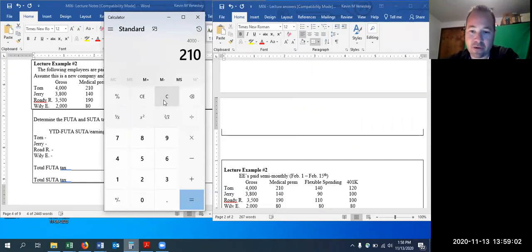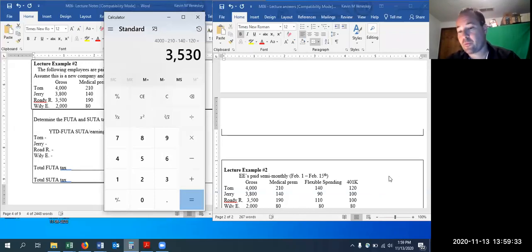Yep, we can subtract the medical premiums and the flexible spending, but we do not mess with the 401k. We do not deduct that. Or excuse me, we do deduct it. I don't know what I'm thinking there. We do deduct 401k. Take that back. Let's start over again. Take the 4,000 minus the medical premium, minus the flexible spending, and we do get to deduct the 401k. We do get to take that out for our federal purposes.